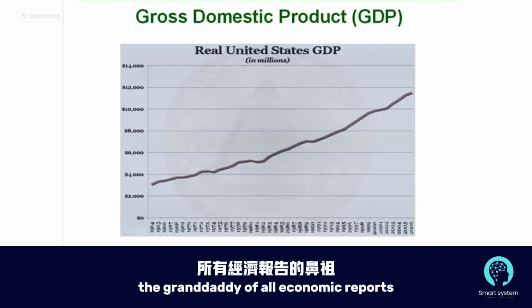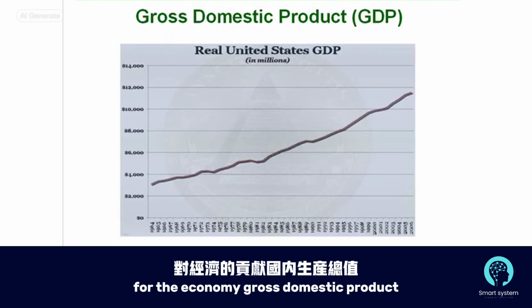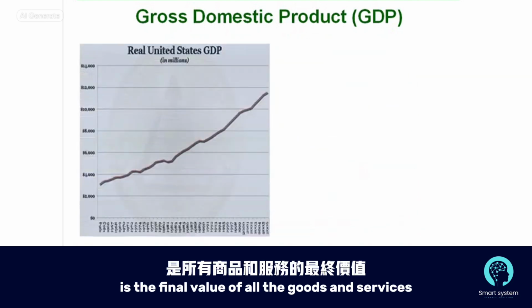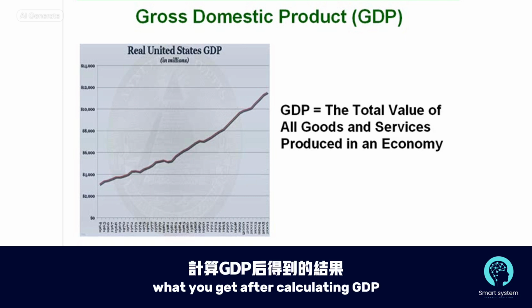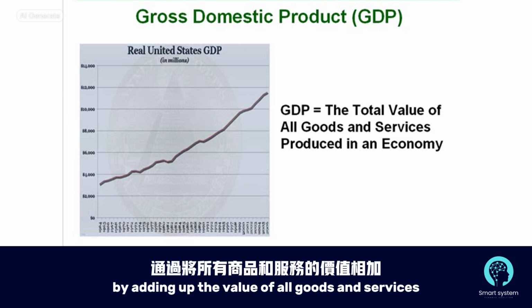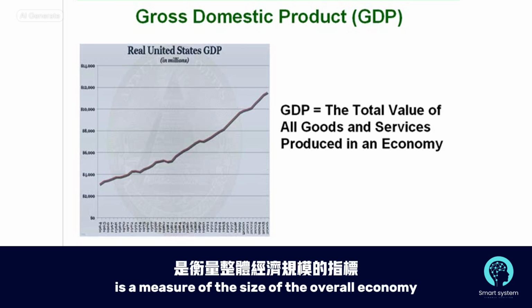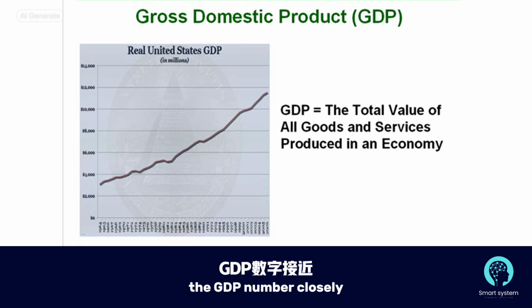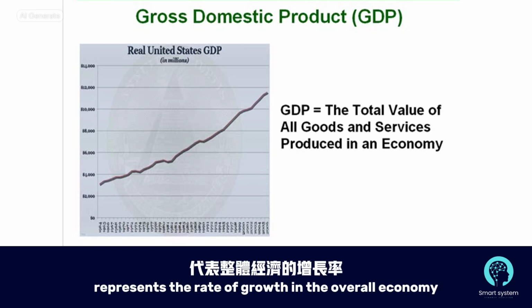The granddaddy of all economic reports is the release of the gross domestic product number for the economy. Gross domestic product for the US or any other country is the final value of all the goods and services produced in that country. Essentially, what you get after calculating GDP by adding up the value of all goods and services produced in the economy is a measure of the size of the overall economy. It's for this reason that market participants will watch the GDP number closely, as the rate of growth in this number, when compared to previous numbers, represents the rate of growth in the overall economy.